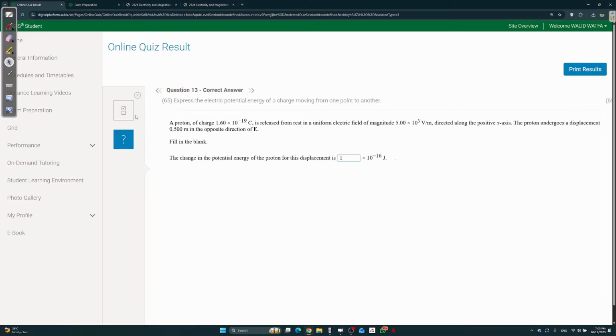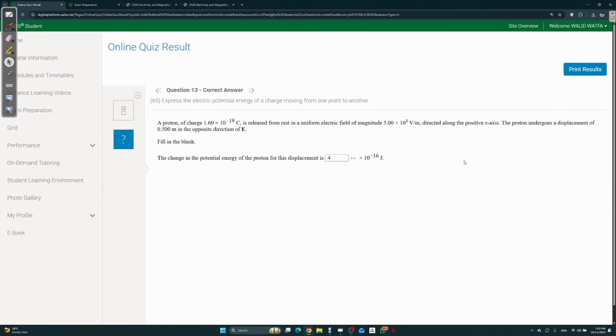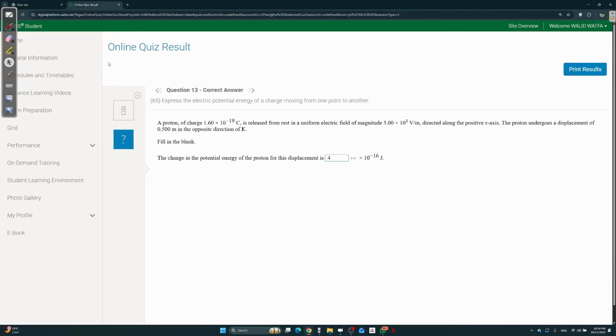Last one. How many questions do we have? Oh my god, 18. Oh my days. Alright, so over here, a proton of charge this is released from rest in a uniform electric field. Basically, the electric field has this magnitude, and the proton undergoes a displacement of this in the opposite direction of E. So we solved a very similar question earlier.